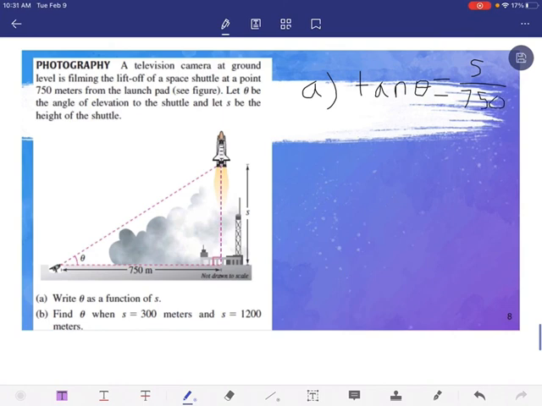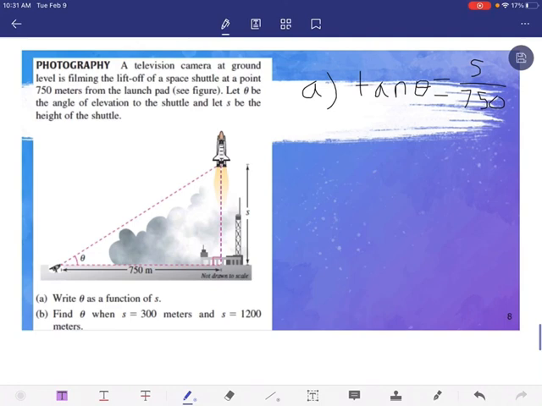But it asks us to write theta as a function of s. And if I'm writing something as a function of another variable, what I'm saying is that I want that variable to be solved for and to be by itself. And then on the other side, I need to have the s, in this case, in that equation. And our problem right now is that we have a tangent in front of our theta, so it's not by itself.